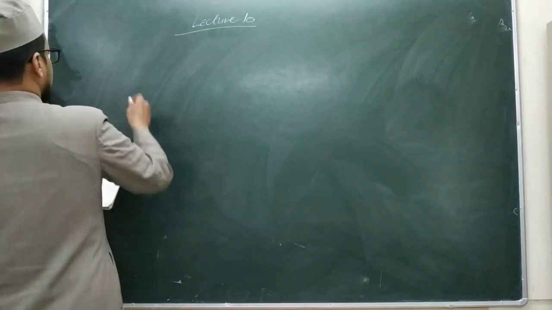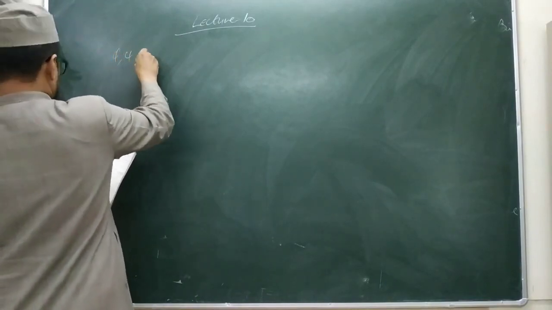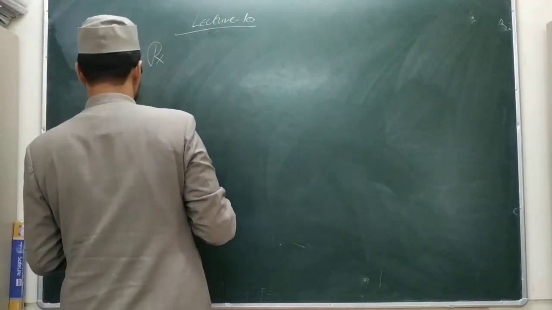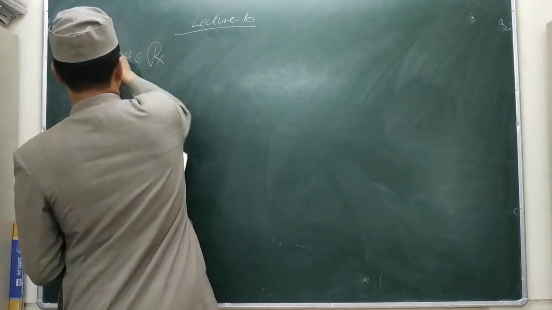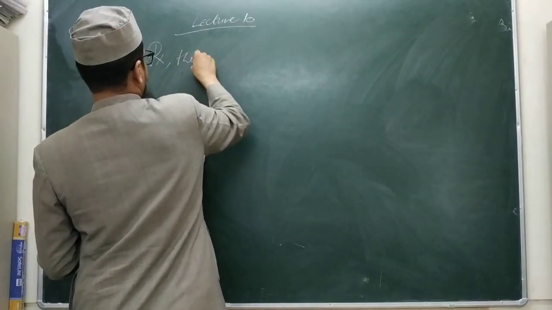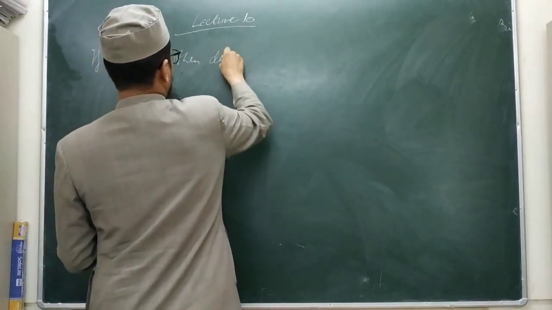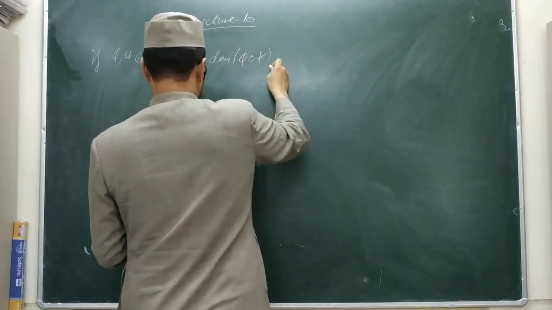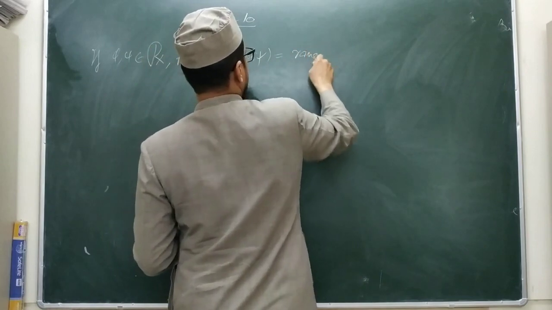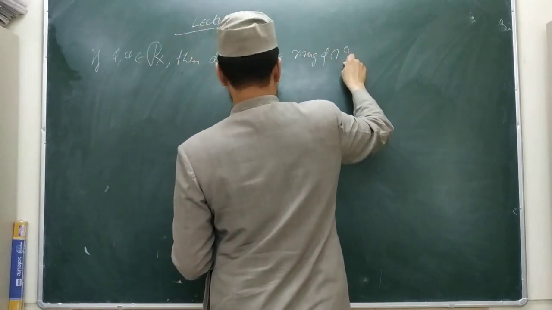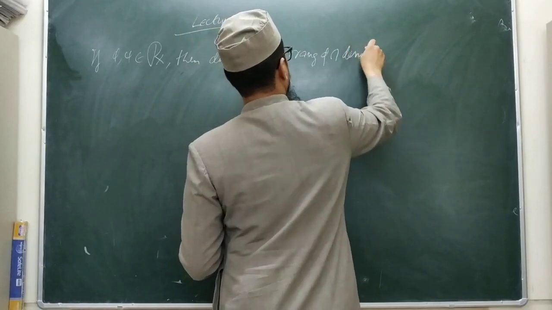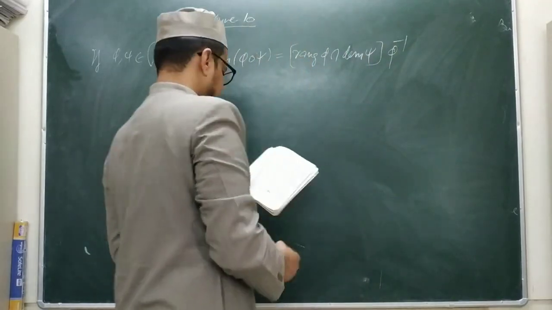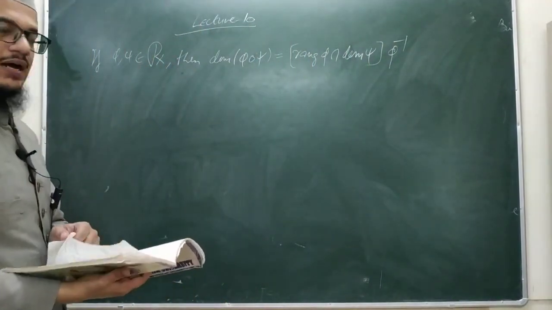All of you remember that in the last lecture we did this result. Then domain of phi composition psi is equal to range phi intersection domain psi phi inverse. This we have proved. We will use this, that's why I wrote here.